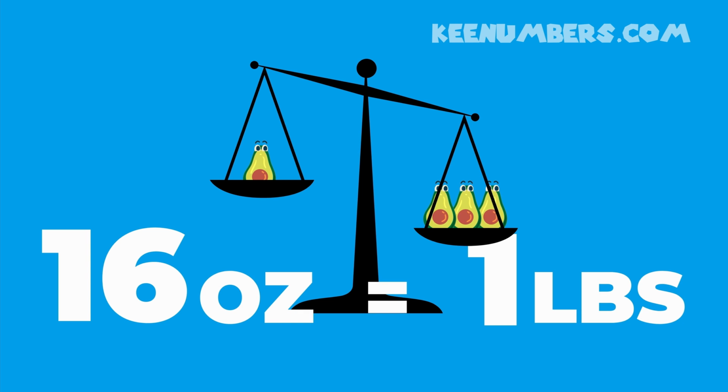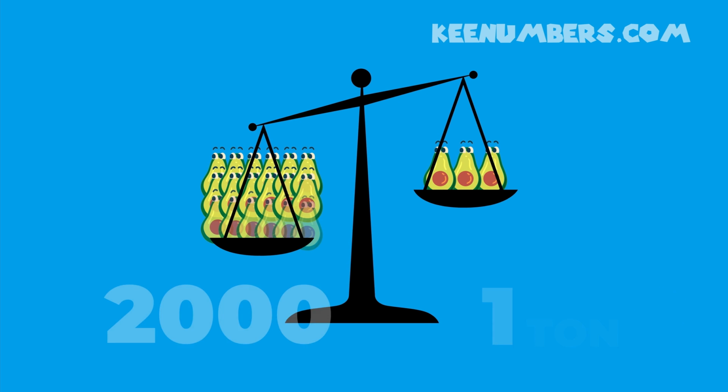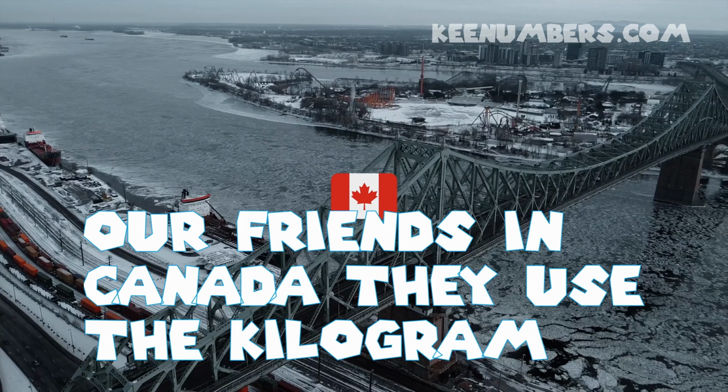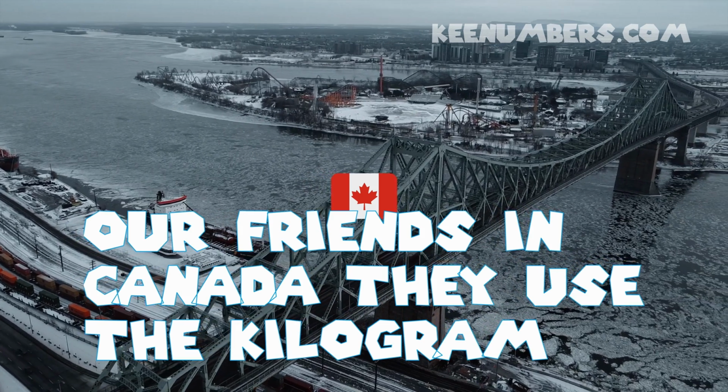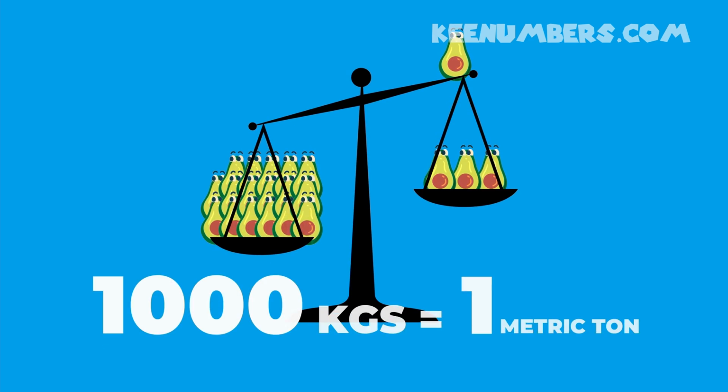16 ounces in a US pound. 2,000 pounds in an American ton. But our friends in Canada, they use the kilogram. 1,000 of those is a metric ton. Are you confused now?